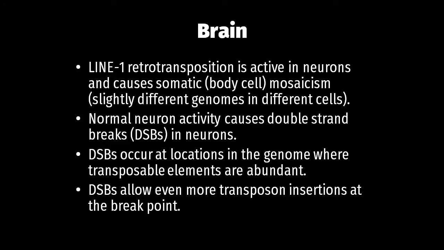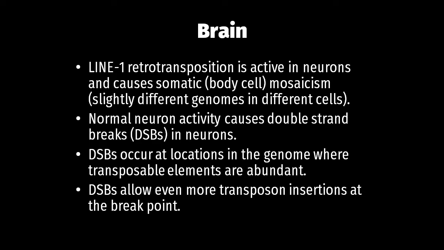Most alarming is the fact that transposons are very active in brain cells. LINE-1 retrotransposition is active in neurons and causes somatic mosaicism, which means that normal cells have different genomes from one another due to random LINE-1 insertions. The rate of LINE-1 transpositions is disputed, but with 80 to 100 billion neuron cells, even the most conservative transposition rates result in extensive genome variation within an individual.